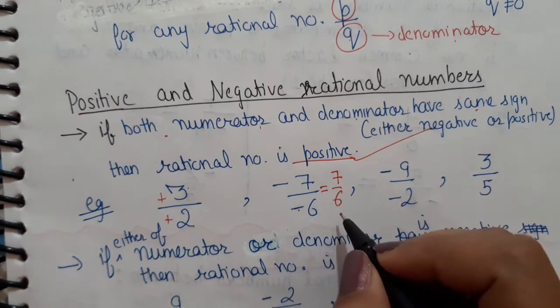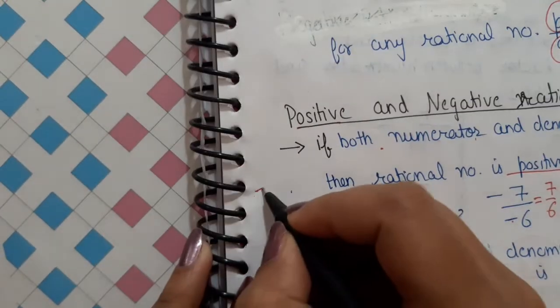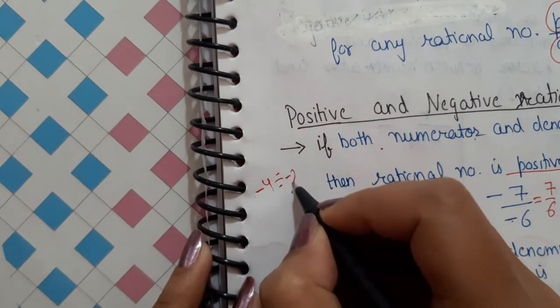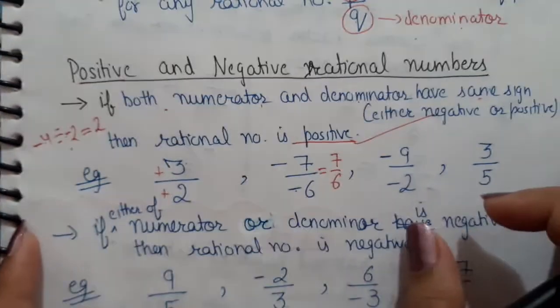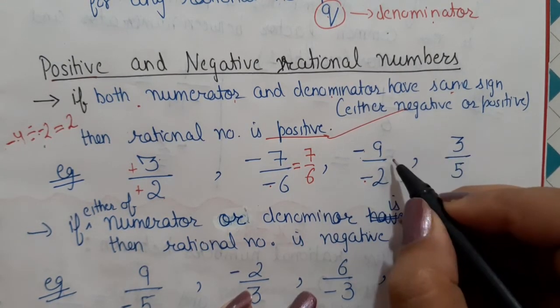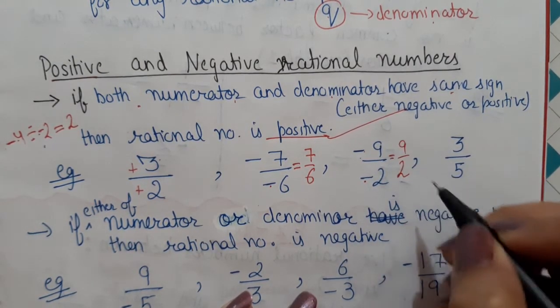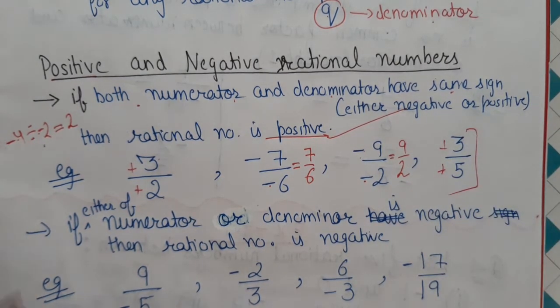Minus by minus is plus in division. You have already studied in the integers chapter that if you divide minus 4 by minus 2 you will get 2, because minus by minus is plus in division. So now this is again both negative, so this is also a positive rational number. You can write it like this, 9 upon 2. Both are positive, so again this is a positive rational number.